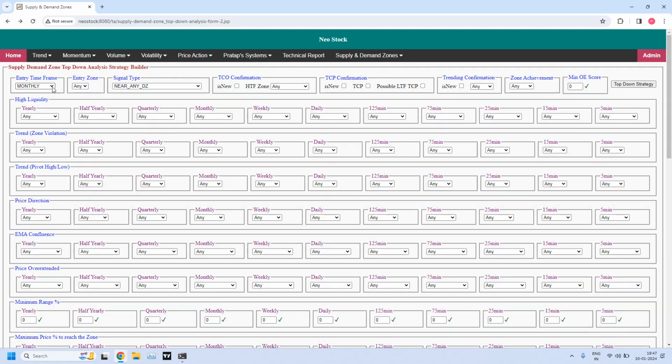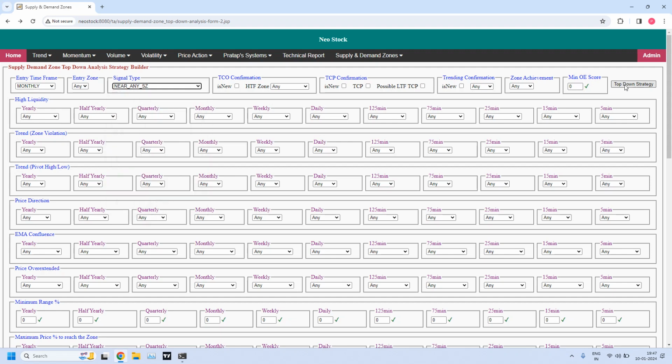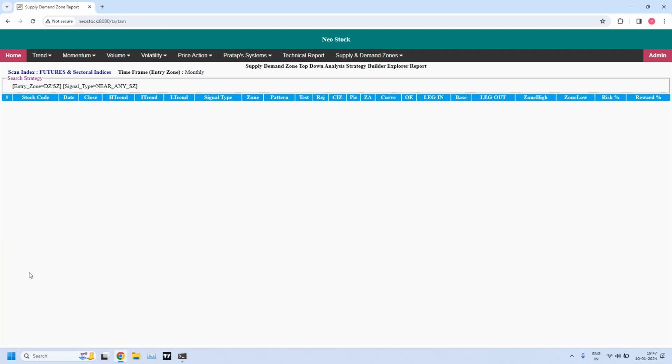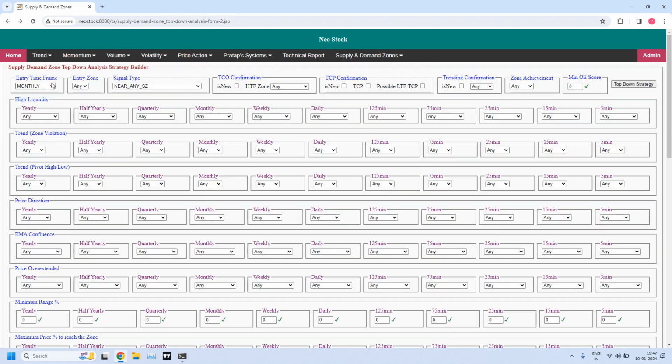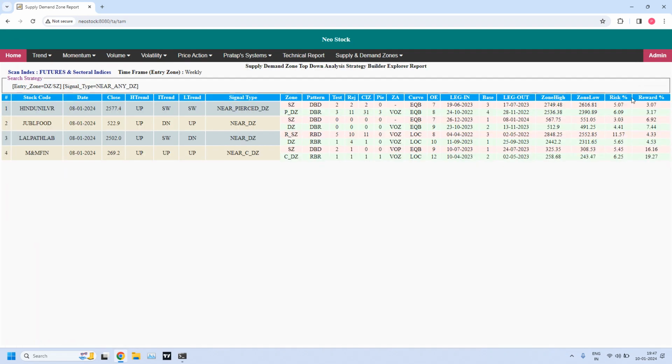So let's go back for monthly time frame. Let us find the stocks near monthly supply zone. So no stocks are there. So let's go back. Let us change the time frame to weekly. Let us find the stocks near weekly demand zone. These are the stocks near weekly demand zone.